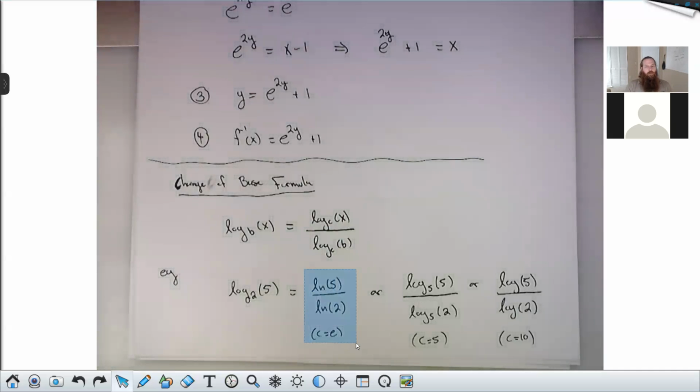Which is why most people prefer to just work with the natural log, because there really is no consequence to doing that. It works fine. You don't miss anything.